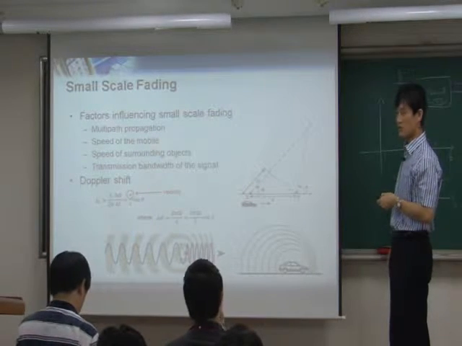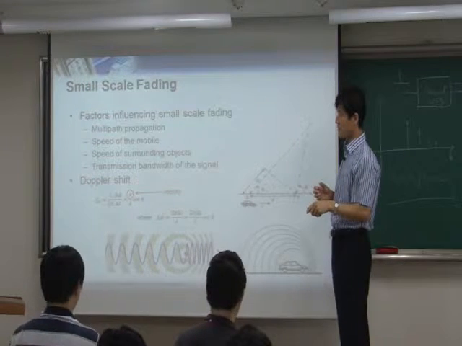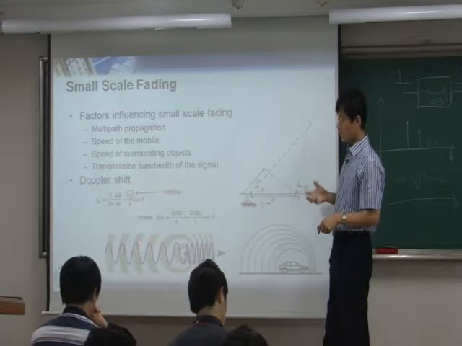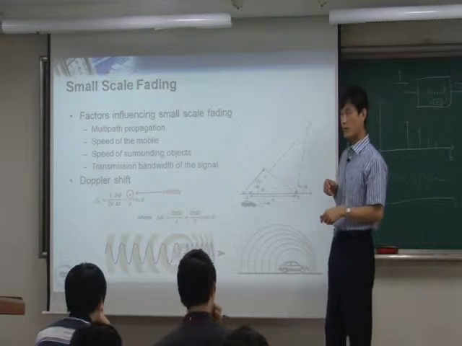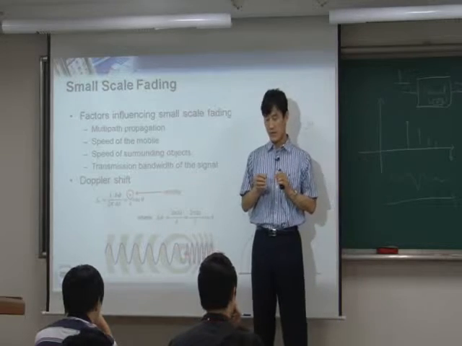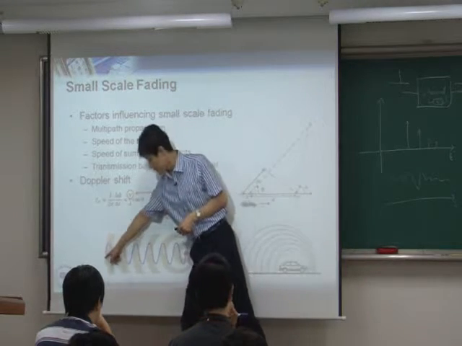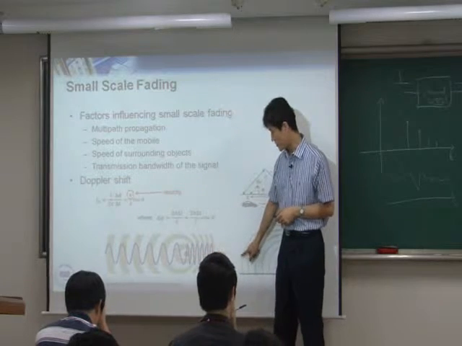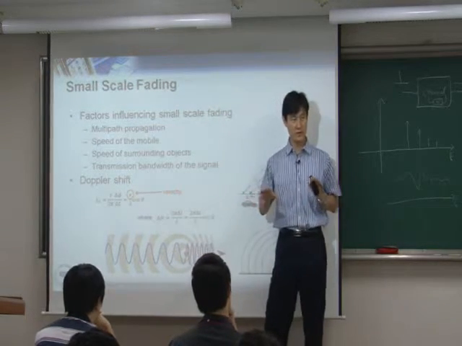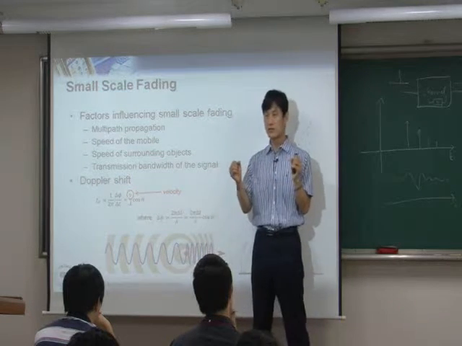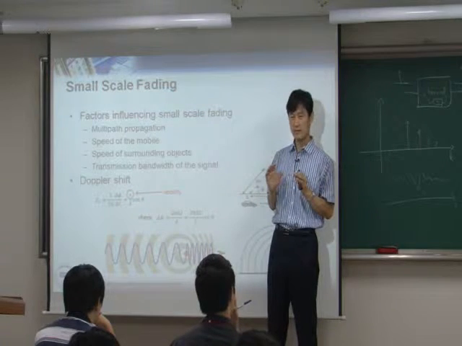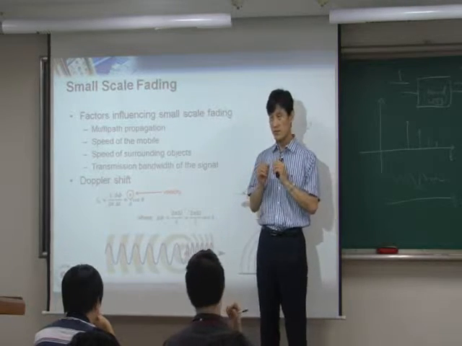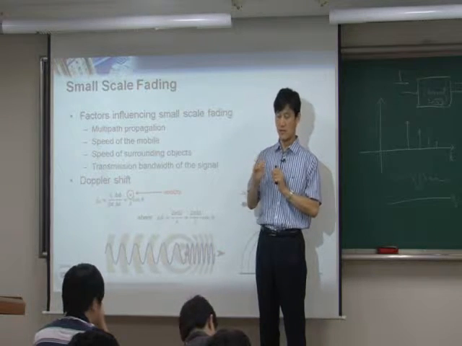There's another factor that affects small scale fading. Another most significant one is the Doppler shift. What is a Doppler shift? Going back to your high school physics, you learned the Doppler. Let's say you have a transmitter somewhere here, and you have a receiver somewhere here. If the transmitter and receiver both do not move, then probably Doppler never happens. This transmitter transmits a certain frequency, and the receiver just keeps receiving it. Nothing happens. You just keep receiving the same frequency.